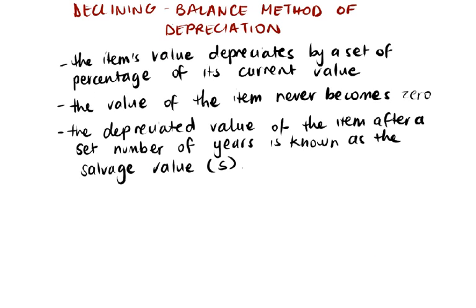Another method is the declining balance method of depreciation. In this method, the item's value depreciates by a set percentage of its current value. The value of the item never becomes zero. The depreciated value of the item after a set number of years is known as the salvage value, or S.